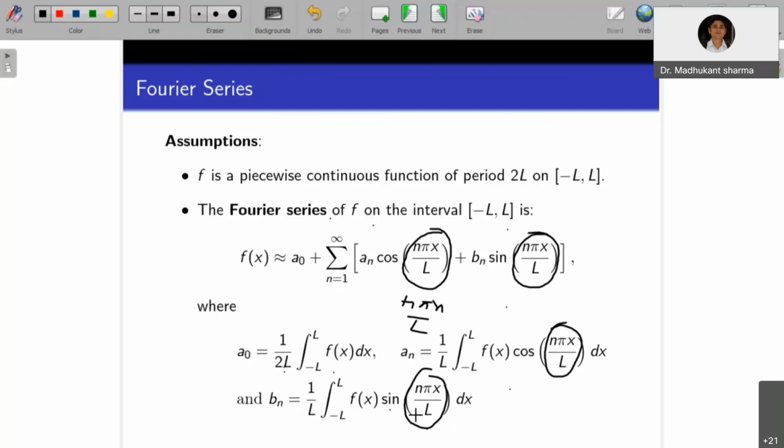Or else you have the following representation. Again, you multiply both sides by sine of n pi x by L and integrate over the interval minus L to L, and you will obtain Bn. If you multiply both sides by cos of n pi x by L and integrate over the interval minus L to L, you will get An. And if you integrate both sides over minus L to L, you will get A0. So the method is the same to obtain these Euler coefficients.